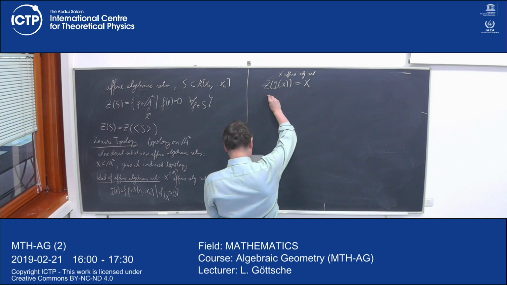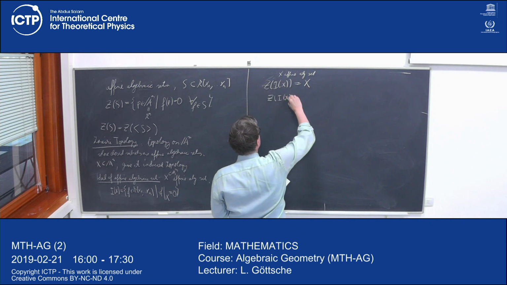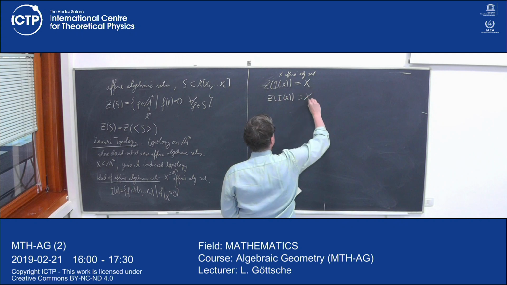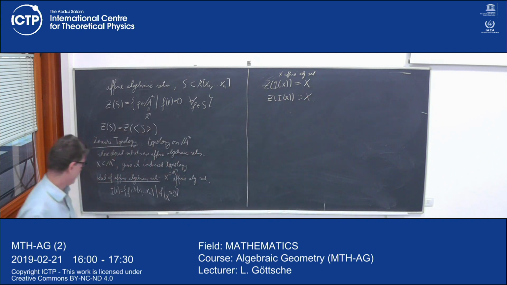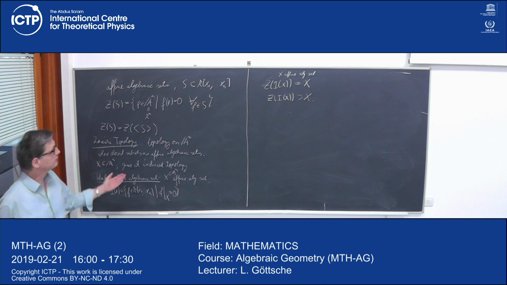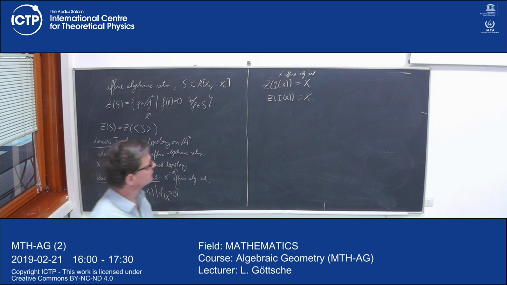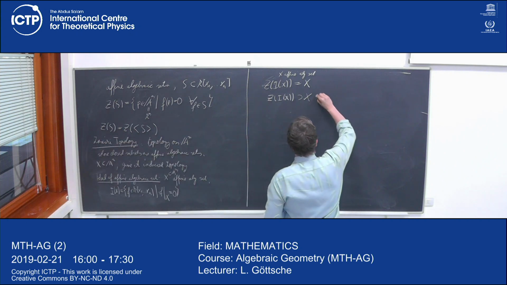Obviously, the zero set of the ideal of X contains X, because all the elements in the ideal of X vanish on X, and the zero set consists of all points where all of them vanish. So this is by definition.